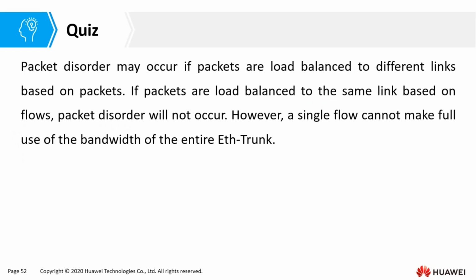Packet disorder may occur if the packets are load balanced to different links based on the packet. So this one is correct. If the packets are load balanced to the same link based on the flow, packet disorder will not occur. Correct. However, a single flow cannot make full use of the bandwidth of the entire Eth-Trunk. Also correct. So the answer will be true.